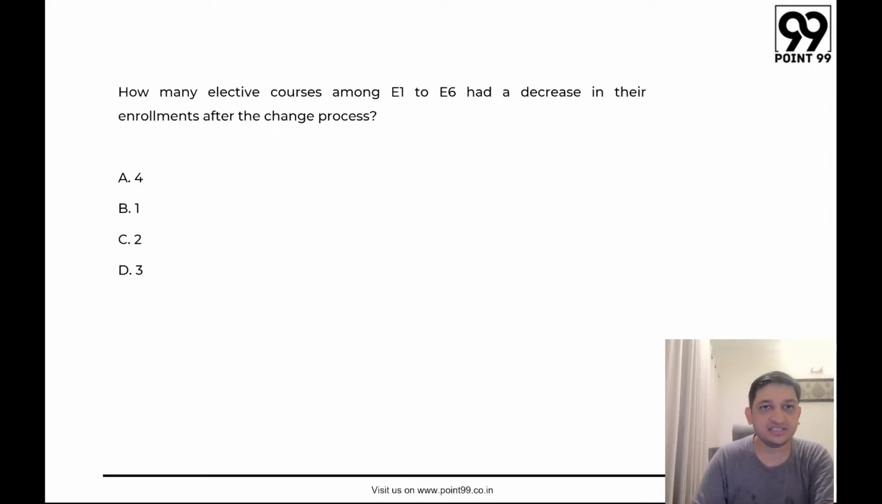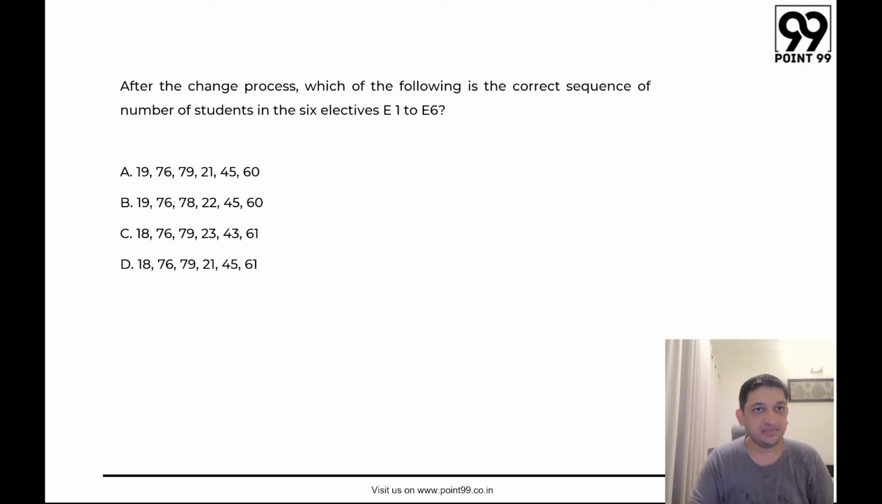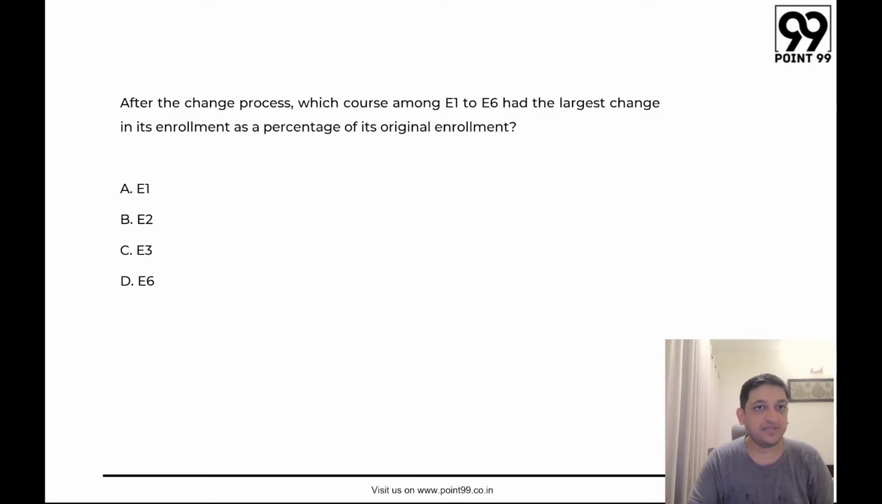In terms of the questions, there are 4 questions in this particular set. How many elective courses among E1 to E6 had a decrease in their enrollments? That is the first question. Then which of the following is the correct sequence of the number of students? That is the next question. Then you have, after the change process, which course among E1 to E6 had the largest change in enrollment in terms of percentage? Again you have 4 options, manageable question I think.